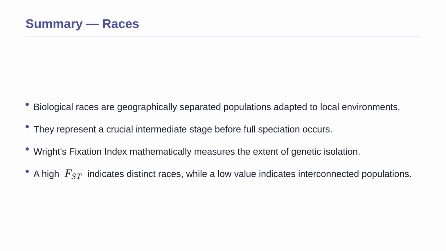We use mathematical tools like Wright's fixation index to objectively measure genetic isolation. A high index means distinct races, while a low index, like in humans, means a highly interconnected population. You now have a solid understanding of how life dynamically adapts across our diverse planet.